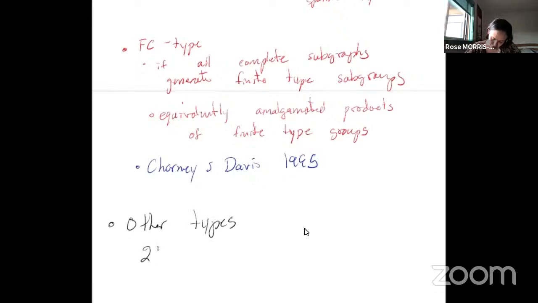There's also 2D Artin groups. There's large type Artin groups. Those are where there are no commuting relations, and all the labels are greater than 3. There's even type Artin groups, right? So all the labels are even numbers. There's Euclidean type Artin groups, right? So I could go on and on and on, but I'm not going to.